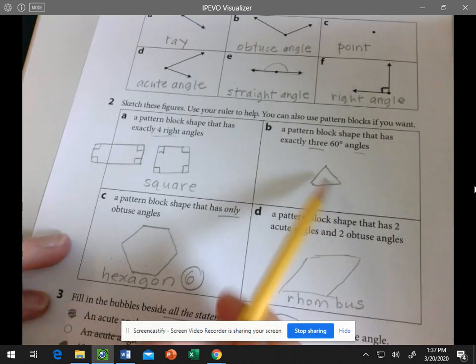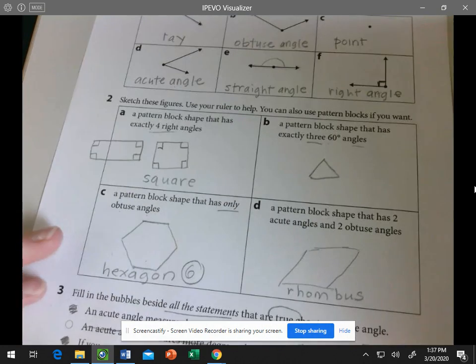All the angles in a green pattern block triangle are acute. And we said that right up here. Acute, acute, acute. All right, I'm going to turn the page, so you're going to go to the second video.